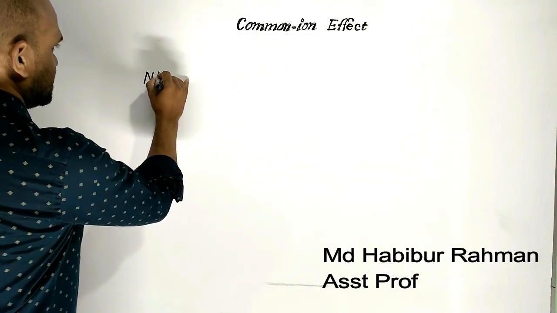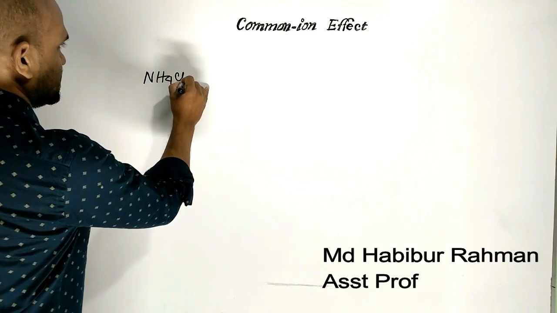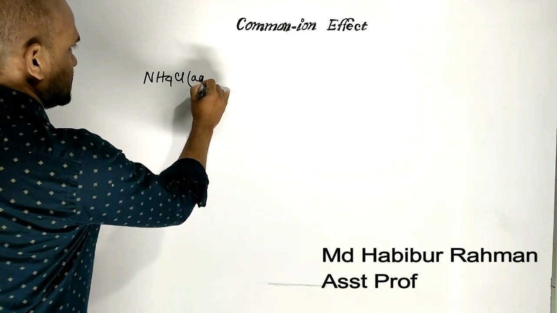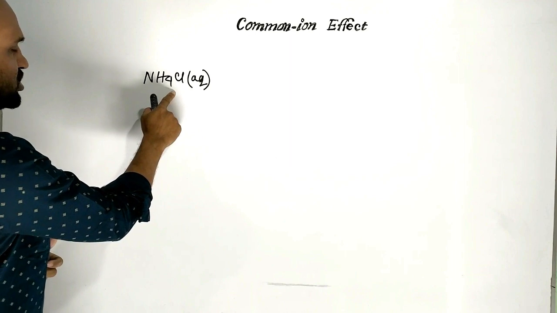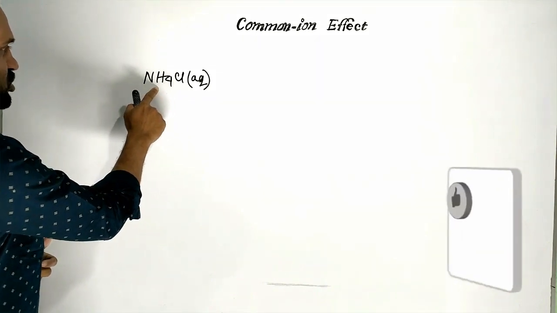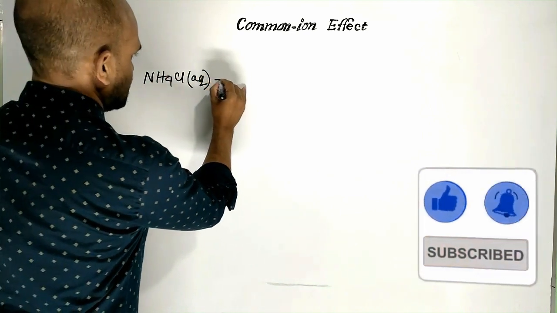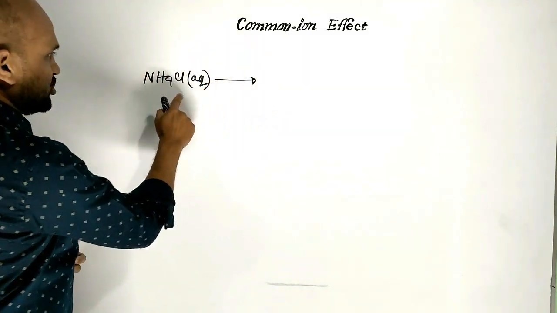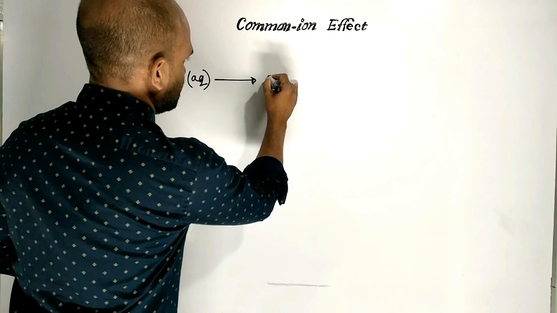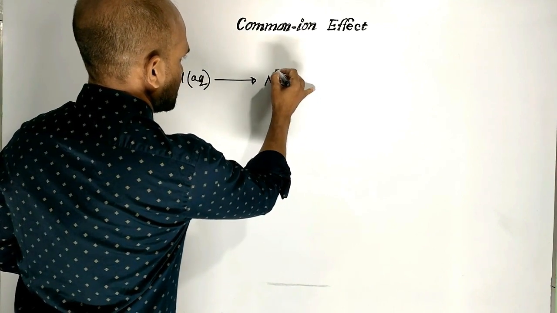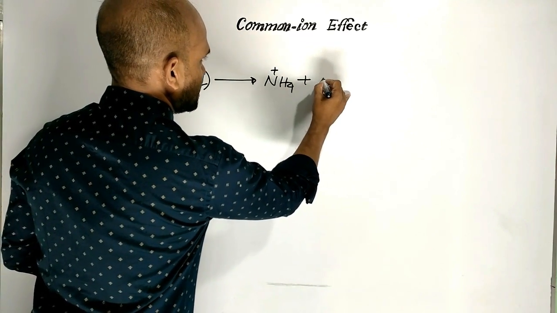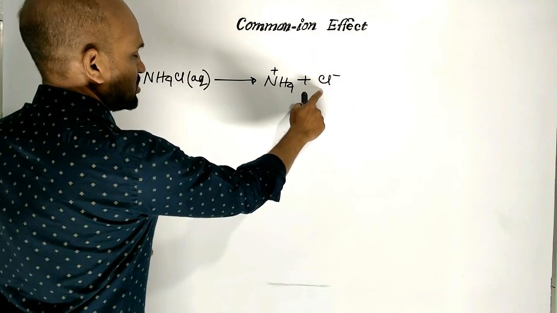Electrolyte: ammonium chloride. Ammonium chloride solution. Ammonium chloride is a kind of strong electrolyte, so it ionizes fully to form ammonium ion and chloride ion.